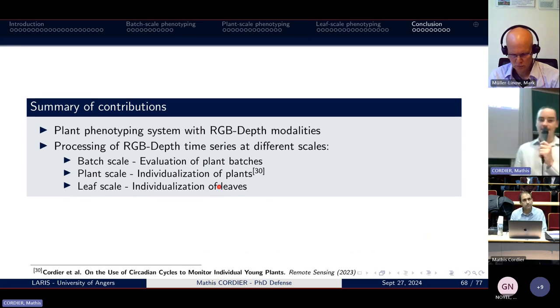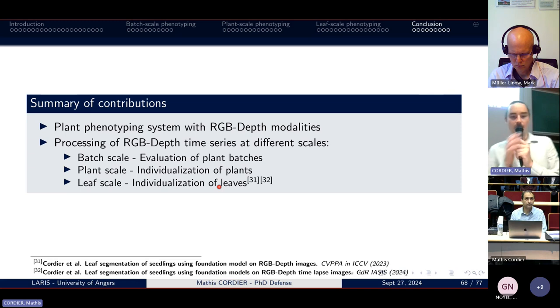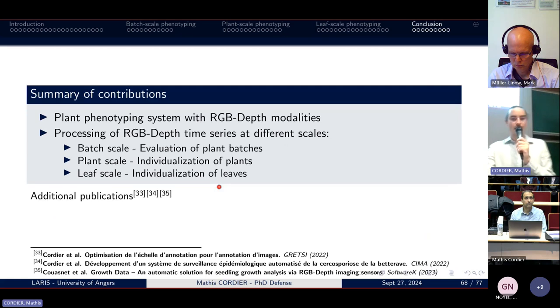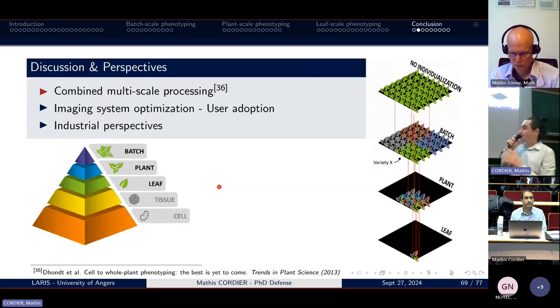Then we went to plant scale and we proposed a method to be able to individualize plants by using some sampling strategies. And finally, we proposed a method at leaf scale to be able to exploit the benefits of recent foundation models for leaf individualization. We also had some additional publications that reinforce the work that I presented in this presentation. And now we can switch to the discussion and perspectives of this PhD.